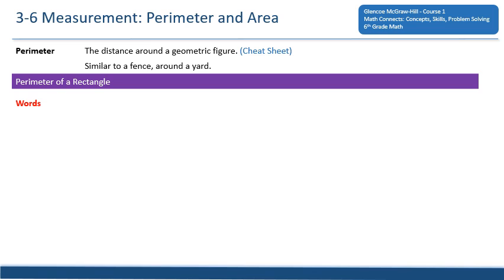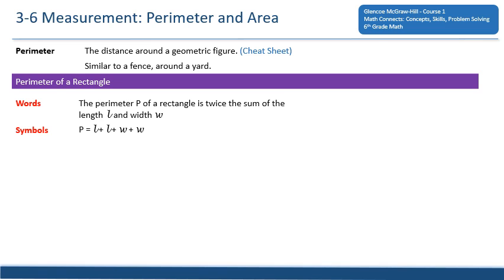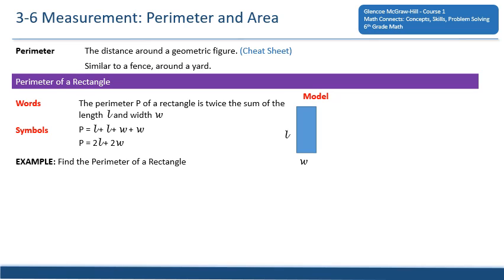Perimeter of a rectangle, in words. The perimeter P of a rectangle is twice the sum of the length and width. So P equals L plus W plus L plus W. P equals perimeter, L equals length, W equals width. You'd also say perimeter equals 2 times length plus 2 times width. Model: length times width, or length and width.